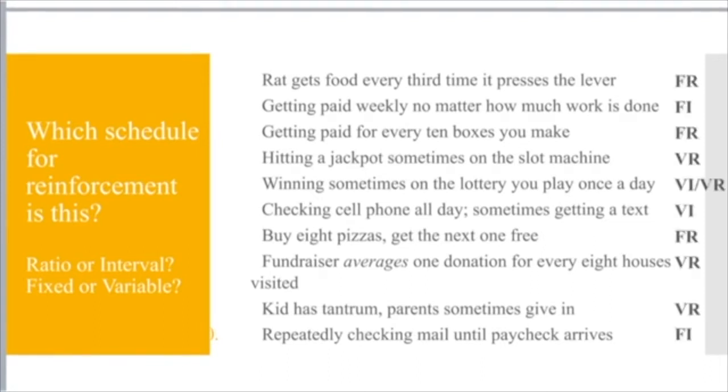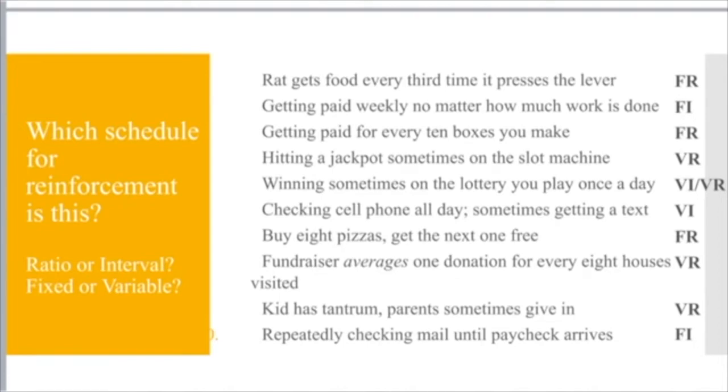Okay, so here are the answers. Number 1, a rat gets food every third time it presses the lever. That is an example of a fixed ratio schedule. Number 2, getting paid weekly no matter how much work is done. That's going to be a fixed interval. Number 3, getting paid for every 10 boxes you make is going to be fixed ratio. Number 4, hitting a jackpot sometimes on the slot machine is a variable ratio.